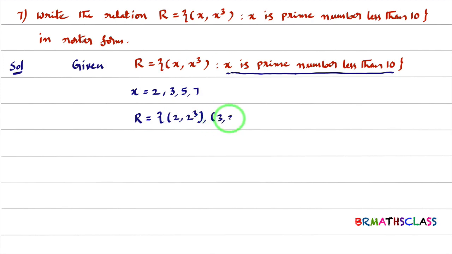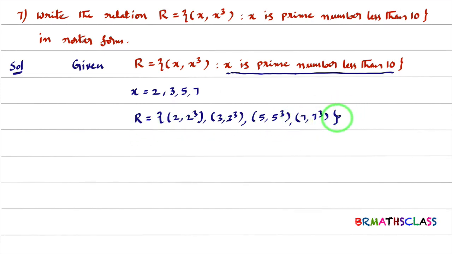What you will get? 3 comma 3 cube. Next, in place of x you write 5. 5 comma 5 cube. Next 7. 7 comma 7 cube. I hope you are understanding. Right? So we have written this relation in roster form.